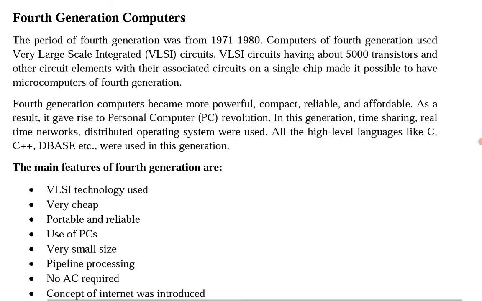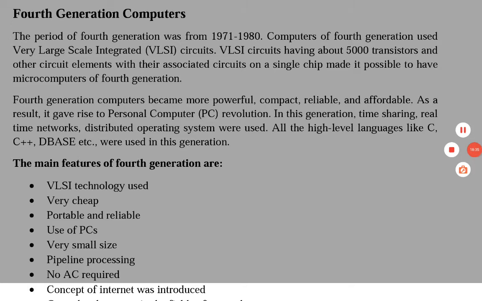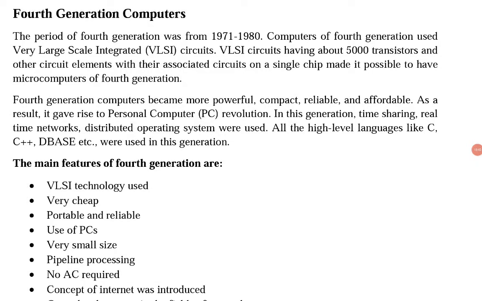Fourth generation computers. The period of the fourth generation is from 1971 to 80. Fourth generation computers use VLSI technology. VLSI means very large scale integrated circuit. It is also one type of IC, but more transistors are used, about 5,000 transistors and other circuit elements.